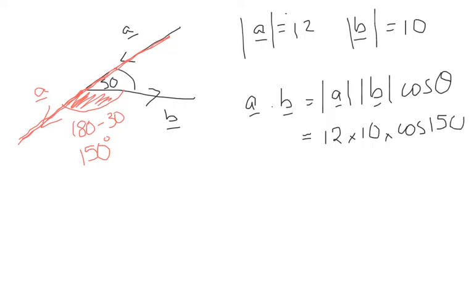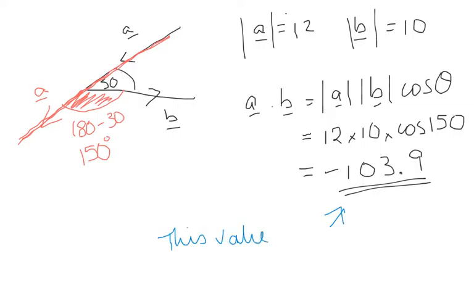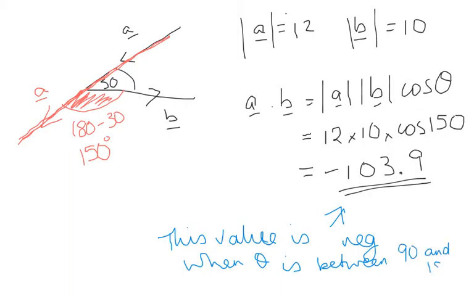Now please notice always cos for the scalar product. And our answer is negative 103.9. That's our scalar product. It doesn't have any units. And it's okay for it to be negative. In fact, you would expect it to be negative if the angle is between 90 and 180. So this value is negative when theta is between 90 and 180 degrees.